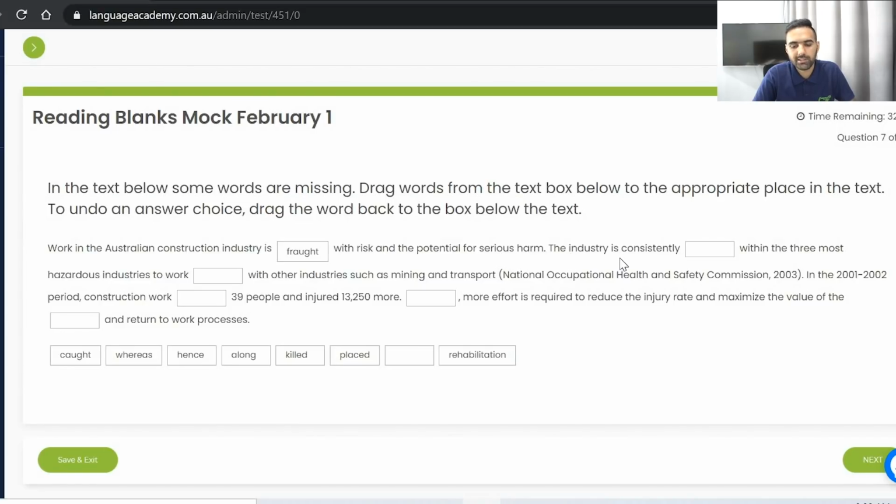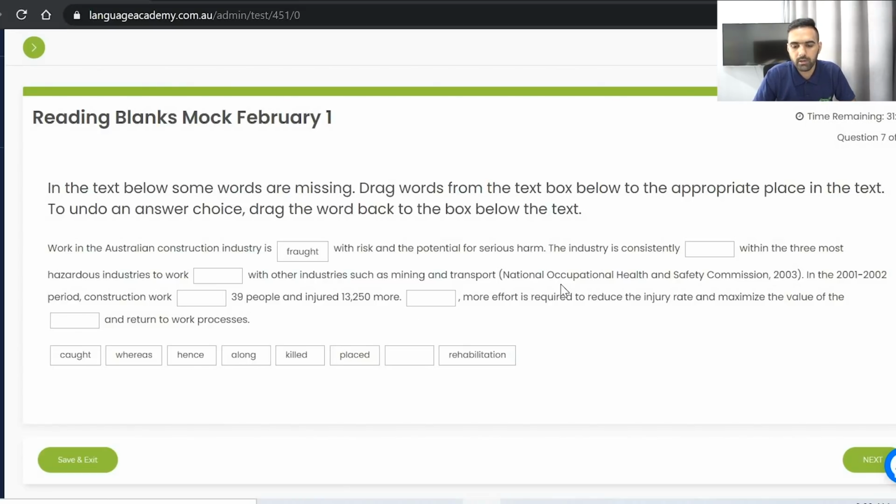The industry is consistently dash within the three most hazardous industries to work dash with other industries such as mining and transport. Means this industry, the construction industry, comes in the top three industries which are at more risk of causing damage, along with mining and transport.